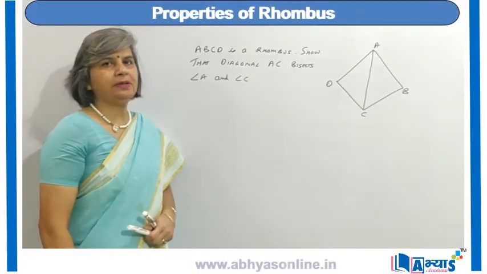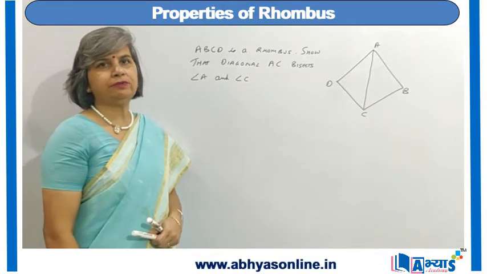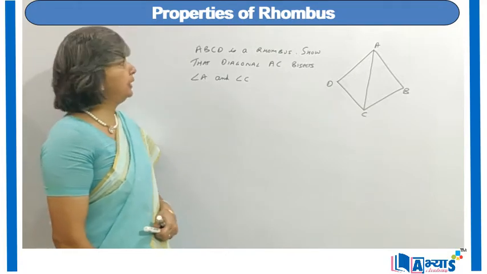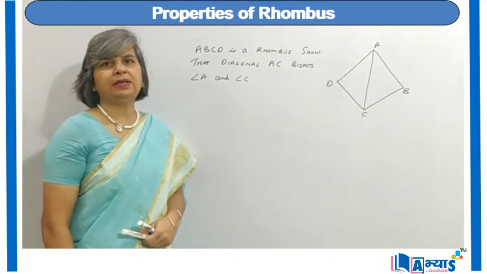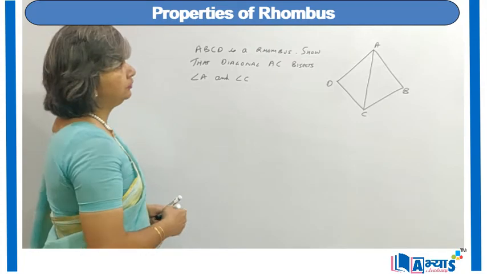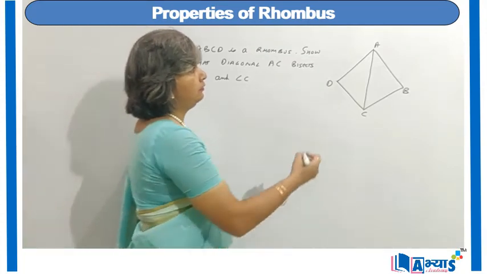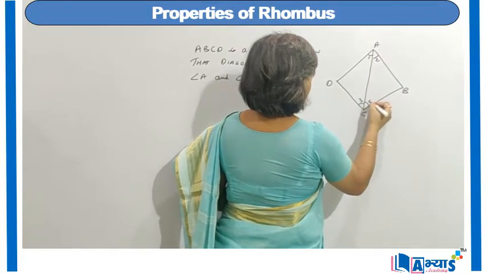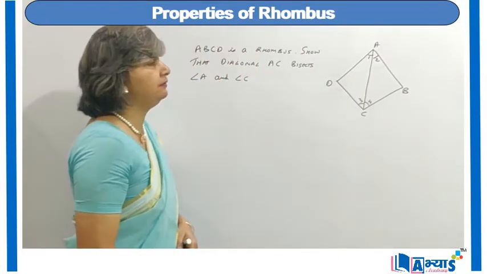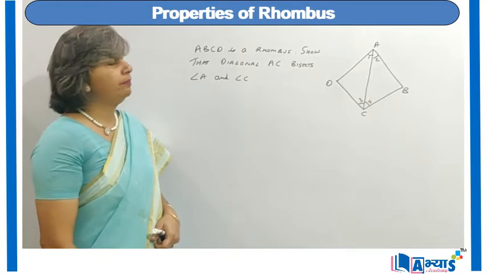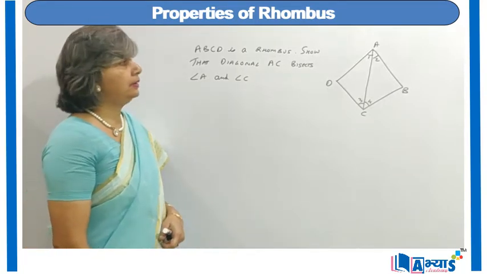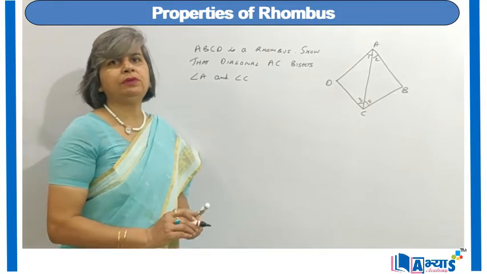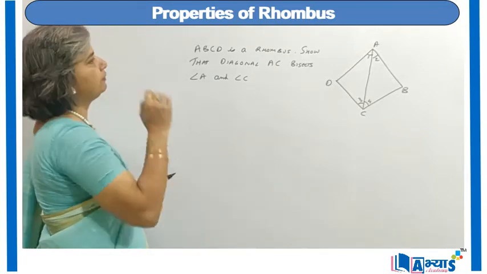Now let us apply the concept that all the sides of a rhombus are equal. We are given a question: ABCD is a rhombus. Show that the diagonal AC bisects angle A and angle C. So we are supposed to prove that angle 1 is equal to angle 2, and angle 3 is equal to angle 4, because when the diagonal AC bisects angle A, angle 1 will be equal to angle 2, and when the diagonal AC bisects angle C, angle 3 will be equal to angle 4. So this is what we have to prove.